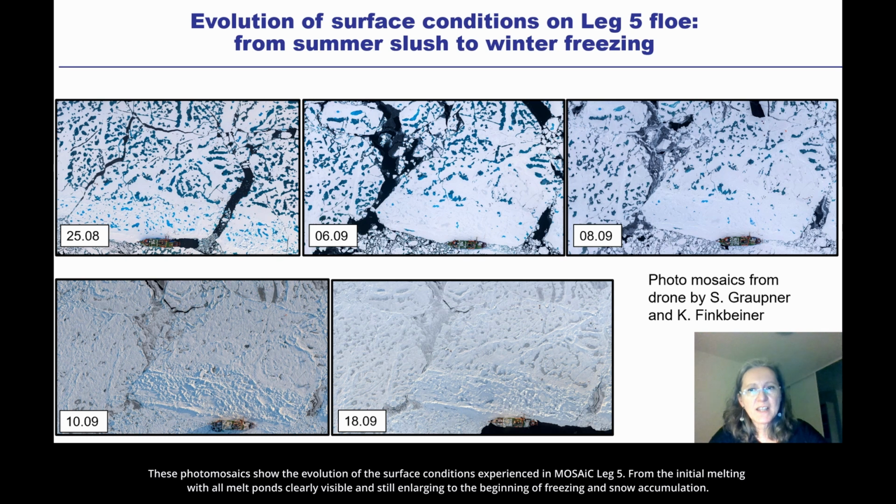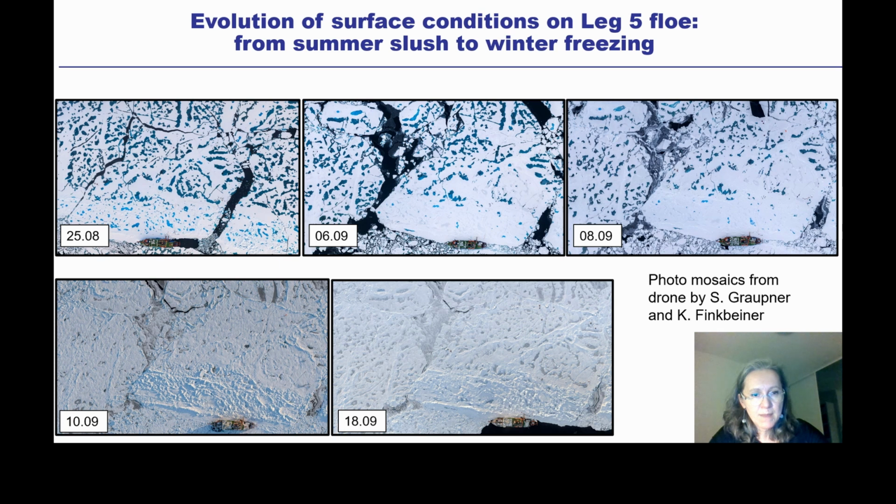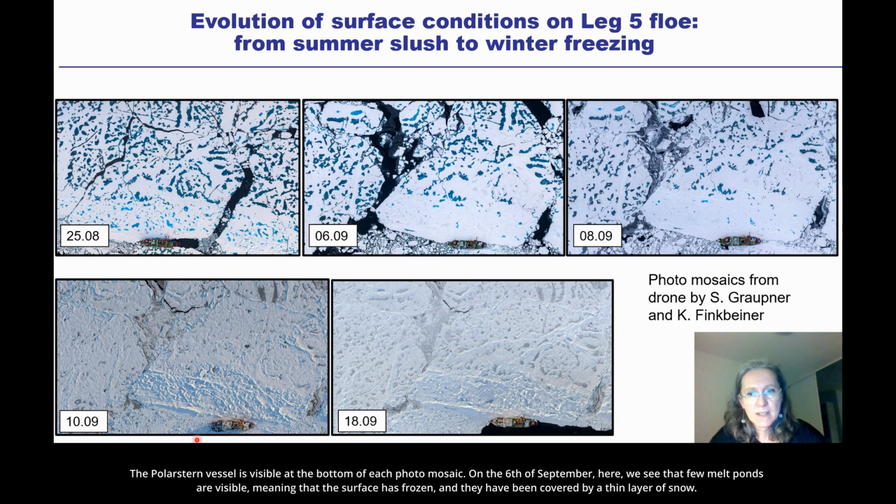These photo-mosaics show the evolution of the surface condition experienced in MOSAiC Leg 5, from the initial melting with all melt ponds clearly visible and still enlarging, to the freezing and the beginning of snow accumulation. The Polarstern vessel is visible at the bottom of each photo-mosaic.